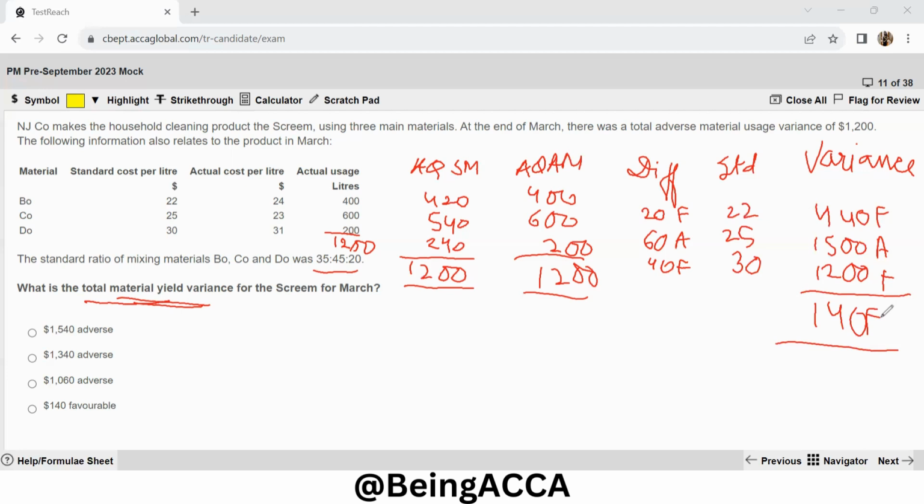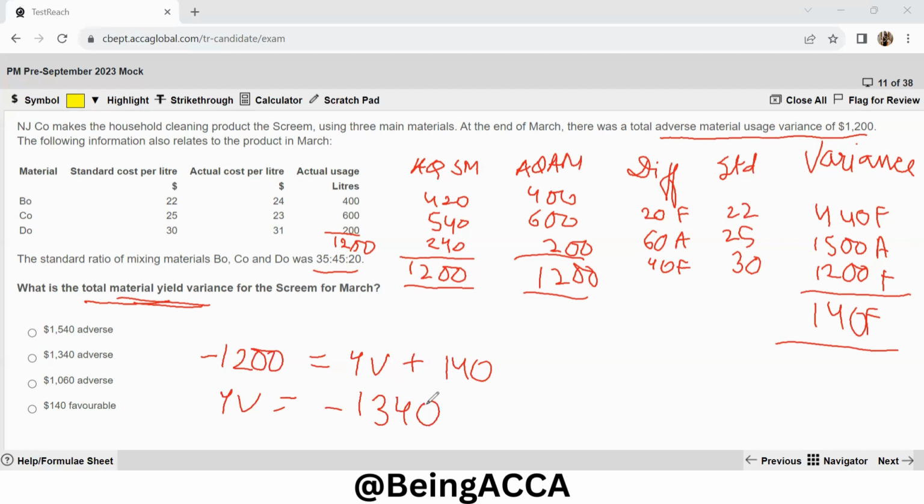Now I will use the variance that was given to me. I was given that the total adverse material usage variance was 1200. That means minus 1200 equals my material yield variance plus the variance that I've just calculated. This is my material mix variance. Material mix is 140 favorable, hence I am adding it over here. So if I find out my yield variance from over here, this will come out to be minus 1200 minus 140, and this comes out to be minus 1340. That means my answer is option 2 over here, 1340 adverse. Let's move on to the next question.